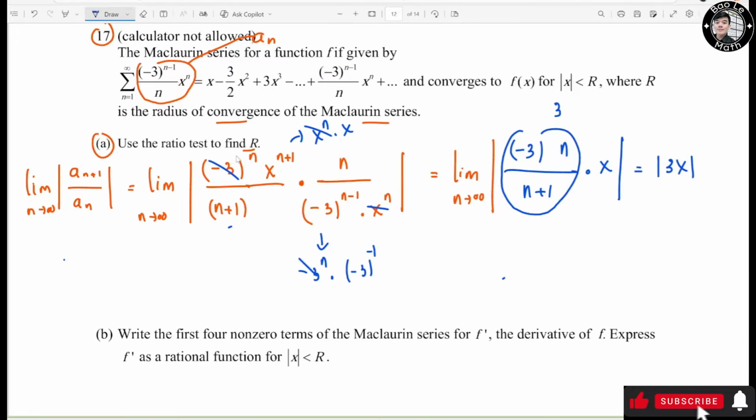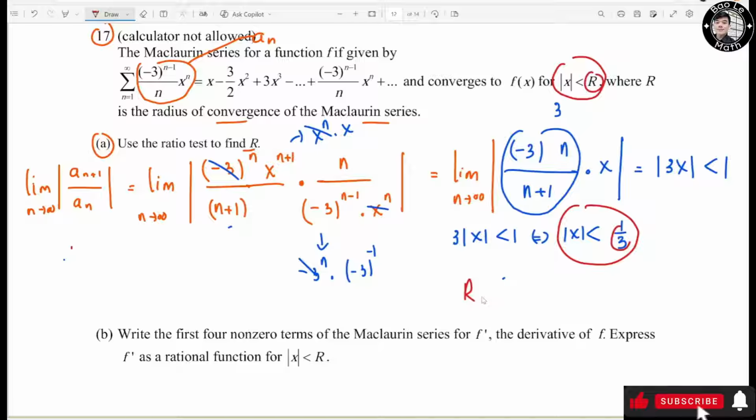And in order for this series to be convergent, this guy must be less than 1 by the ratio test, right? 3 times the absolute value of s less than 1. So it's going to be the absolute value of s less than 1 over 3. Now we look at this one right here, the absolute value of s less than 1/3. So we're going to match this guy. So the radius of convergence is 1 over 3.